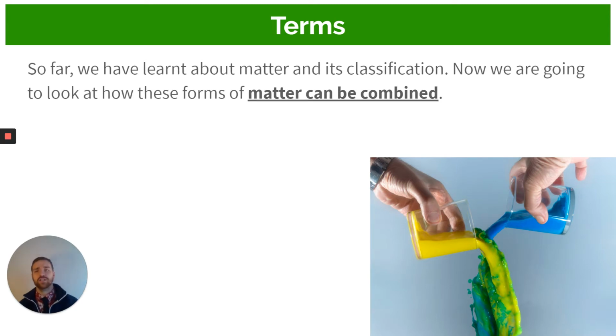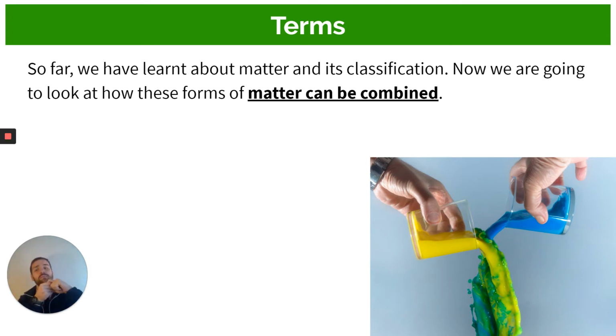So first things first. So far, we've learned about matter and its classification. Now we're going to look at how these forms of matter can be combined. And this is going to take one or two Edpuzzle videos, all right? What do I mean when I say we've learned about matter and its classification? We've learned about atoms, which make up all things. We've learned about elements, which are different types of atoms. So we've learned to classify atoms as hydrogen, oxygen, helium, lithium, carbon, nitrogen, etc.